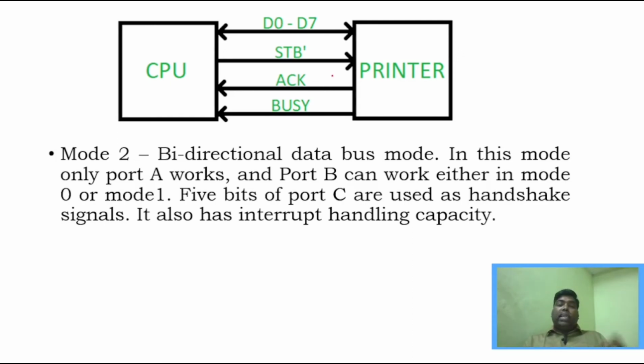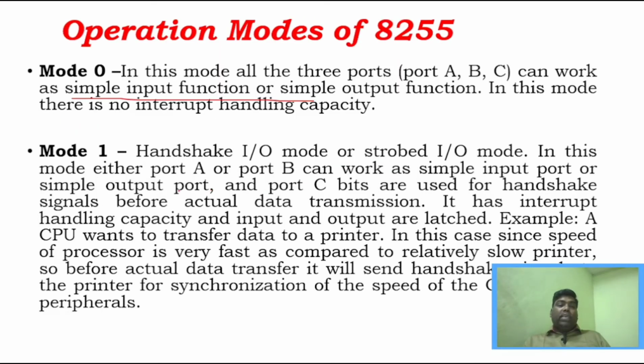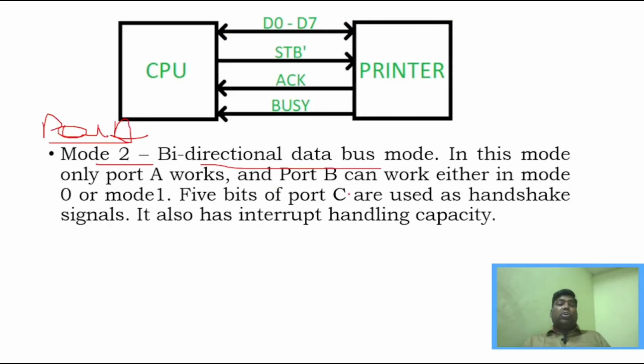Similarly, mode 2, as I said, is a bidirectional one, and it is selected only by port A. Port A only supports mode 2. Here also port C will support the handshaking process. All the 5 pins will be used for handshaking in mode 2, whereas in mode 1, 4 bits support the handshaking process of port A, and 4 bits are used for the handshaking process of port B. Even here, port C is used for handshaking. These are the operation modes of the 8255.